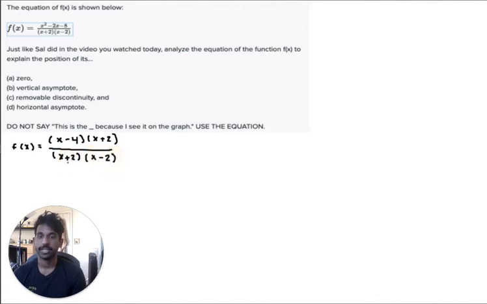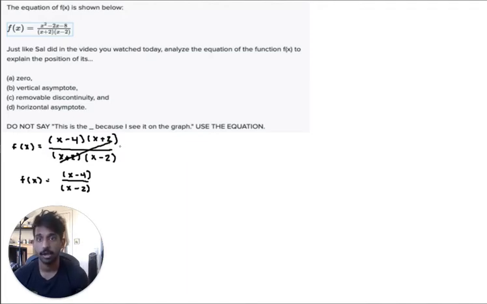Now, do we see anything that's the same on the numerator or the denominator? I do. I see this x plus 2. Because of that, I know that they can divide out, and so I'm left with f of x equals x minus 4 over x minus 2. But we can't just take something out like that. We have to be aware of what that means.